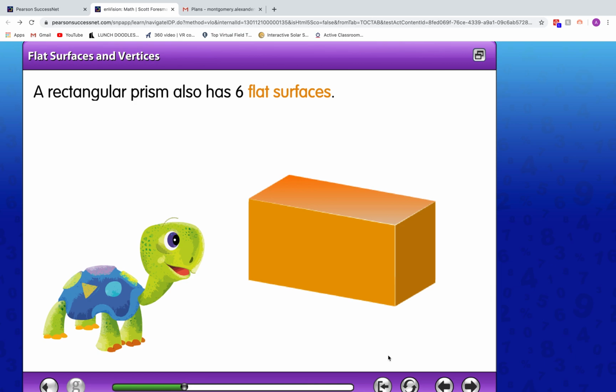All right. What about a rectangular prism? Well, it has the same amount of flat surfaces. So if you ever forget how many flat surfaces a rectangular prism has, just think to yourself, it's exactly the same number as the cube. The cube and the rectangular prism have the exact same number of flat surfaces.